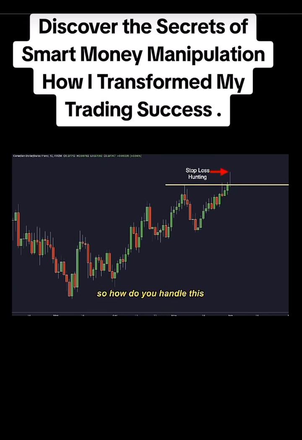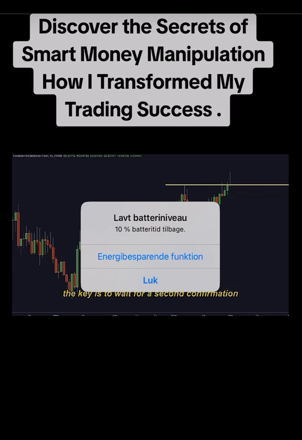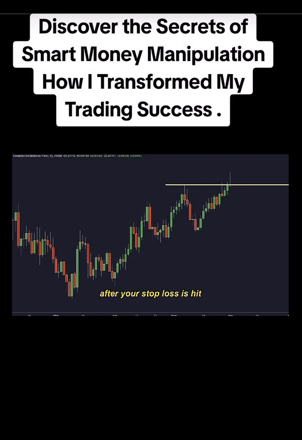So, how do you handle this? The key is to wait for a second confirmation. After your stop loss is hit, don't rush back in. Watch the market closely. If the price starts to drop again and breaks below the low of the bearish pin bar, this could be a strong indication that the initial spike was just a stop hunt.